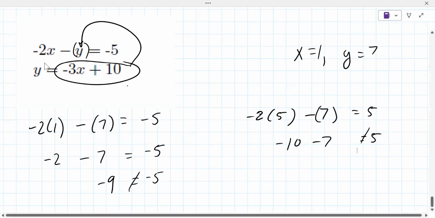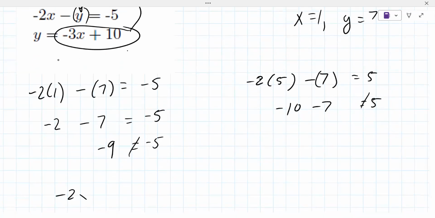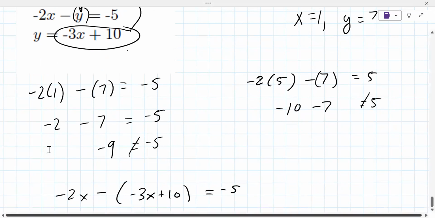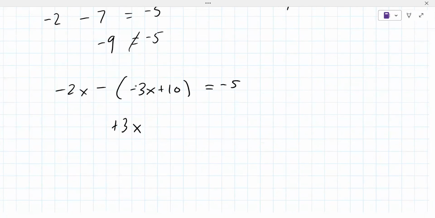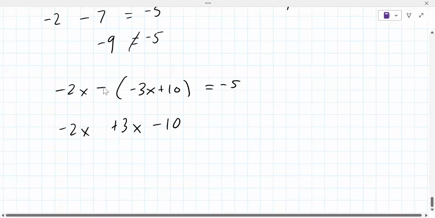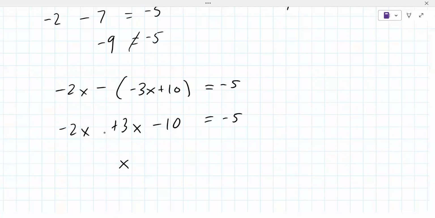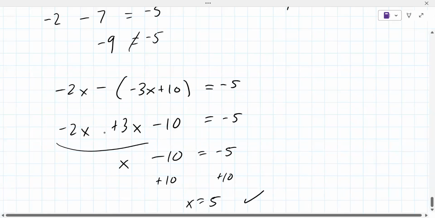So let me work this out here. So it's minus 2x minus (minus 3x plus 10) equals -5. When you distribute the negative in here, it's positive 3x minus 10. Now this negative, by the way, goes away completely when you distribute it. Maybe I didn't make that clear. So this becomes just x minus 10 equals -5. Add 10 to both sides. X does equal 5. That's correct.